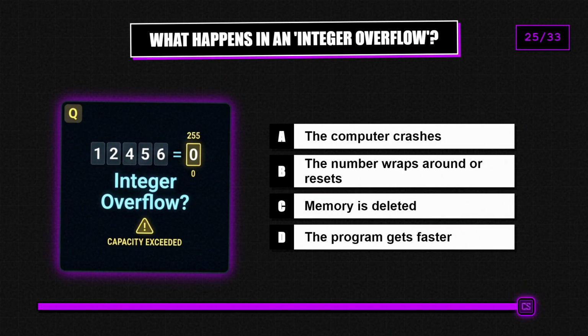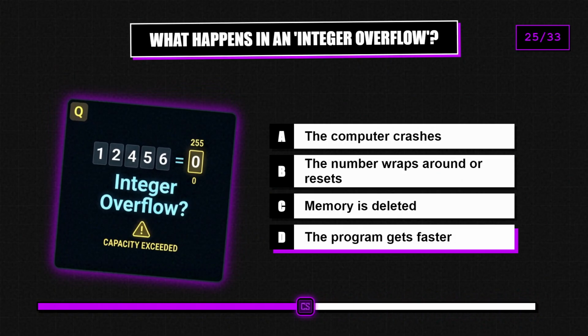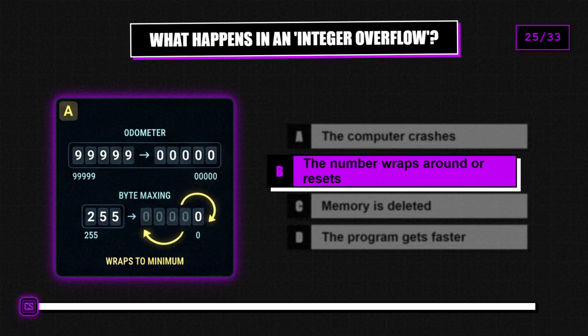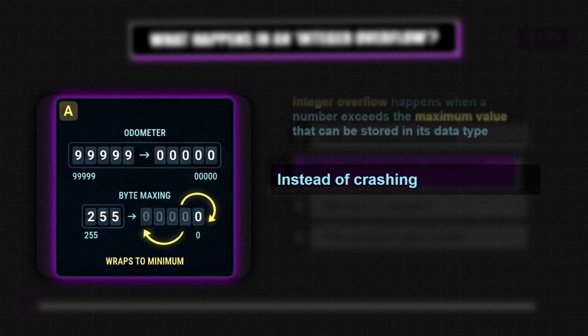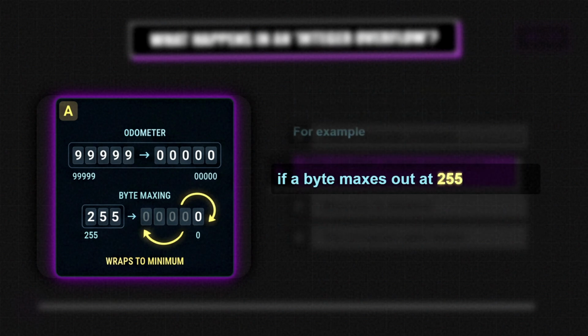What happens in an integer overflow? Integer overflow happens when a number exceeds the maximum value that can be stored in its data type. Instead of crashing, the number typically wraps around to the minimum value, like an odometer rolling over from 99999 to 00000. For example, if a byte maxes out at 255, adding 1 makes it wrap to 0.